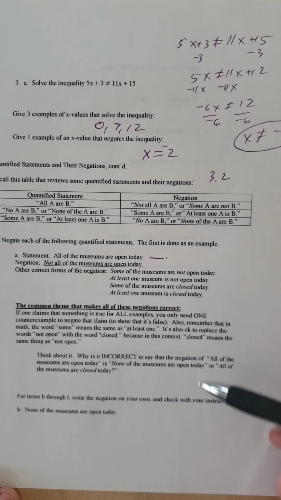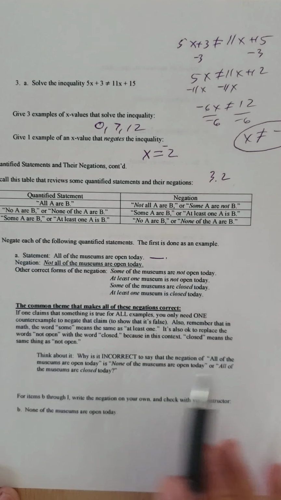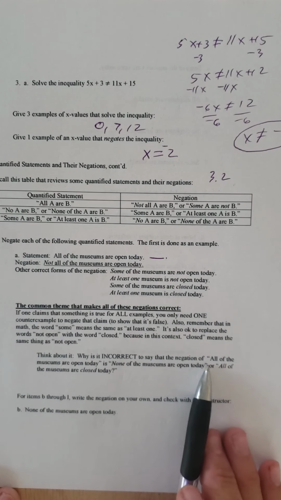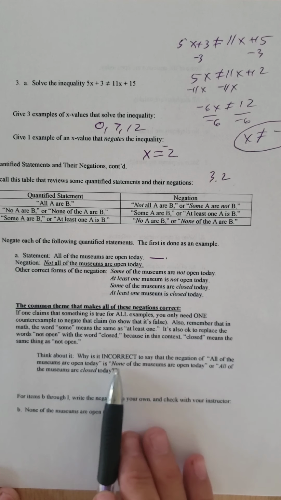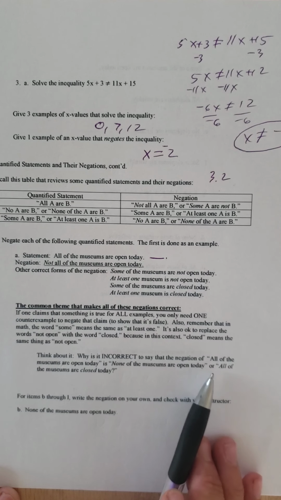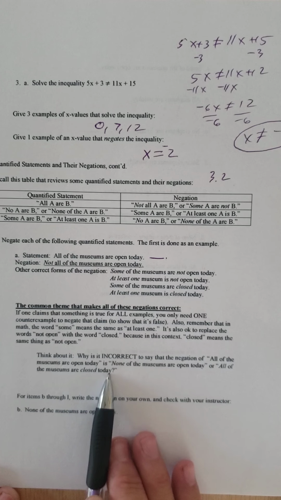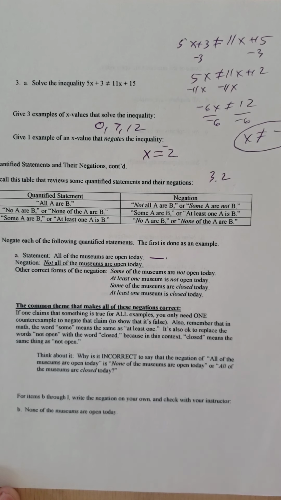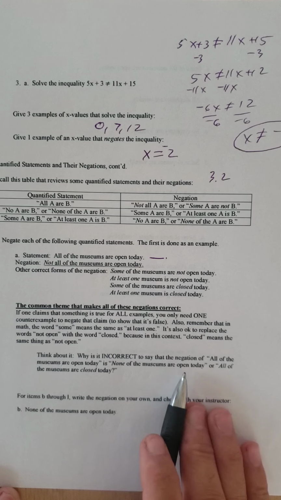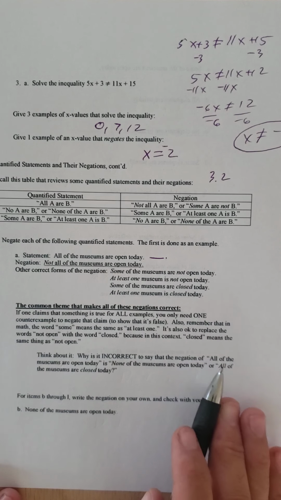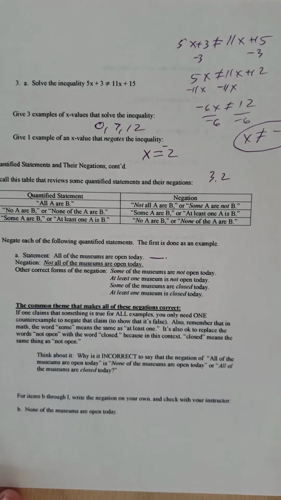So we can read through here. Okay? And this says, why is it incorrect to say the negation of all of the museums are open is none of the museums are open? Or all of the museums are closed. If I say all of the museums are open, that might be false because one museum might be open. So if I say none of the museums are open, that might be false because one of the museums might be open. So I don't want to negate an all with a none.